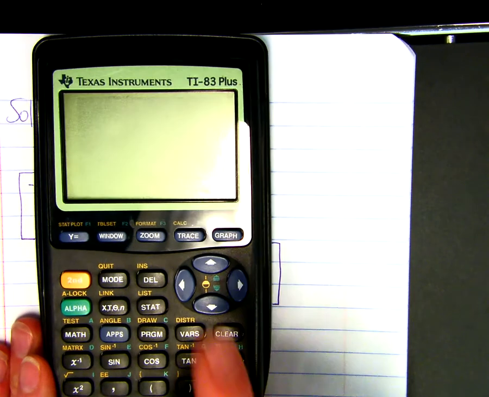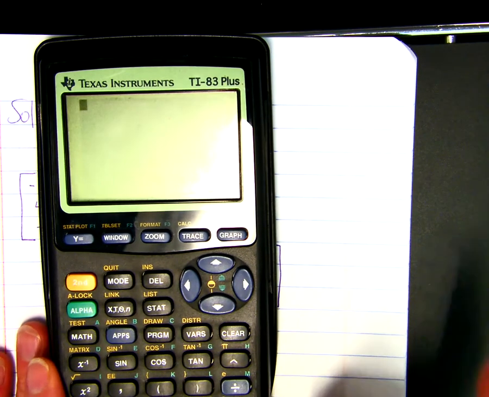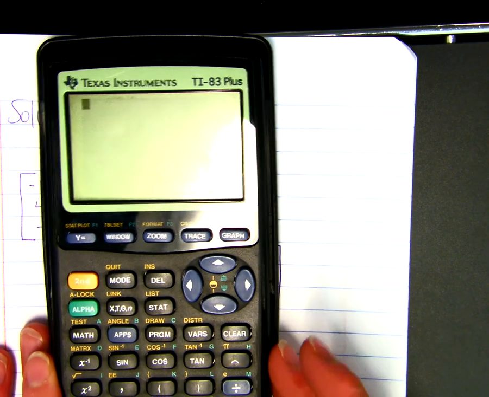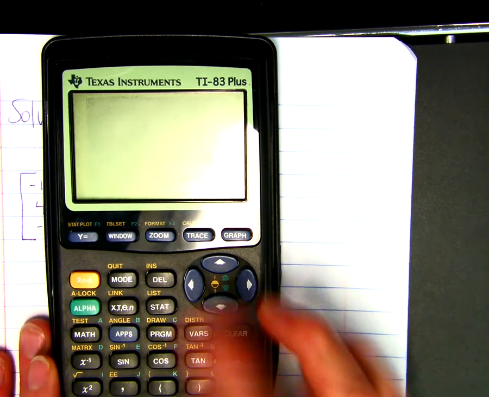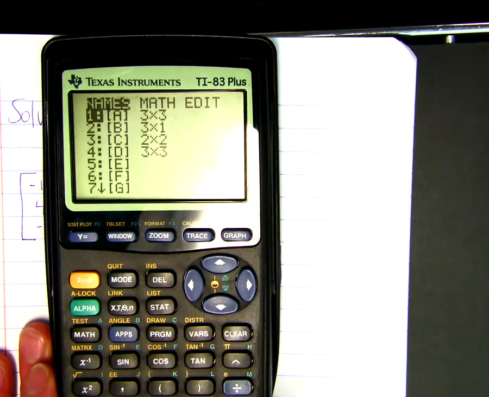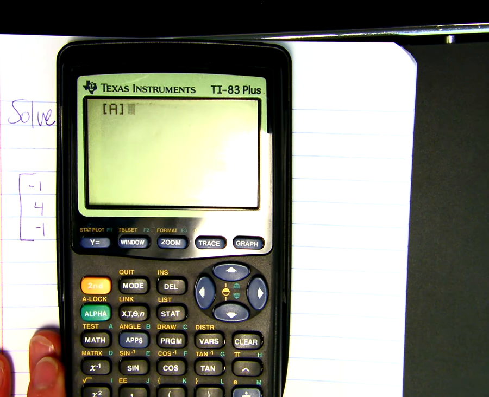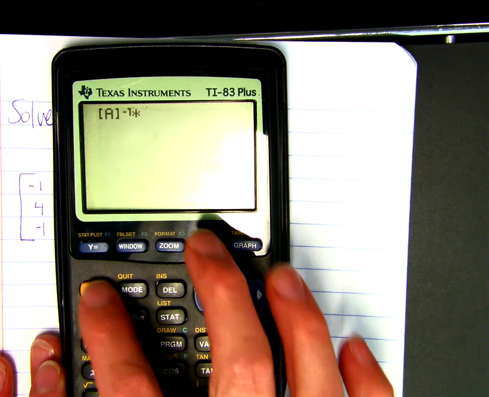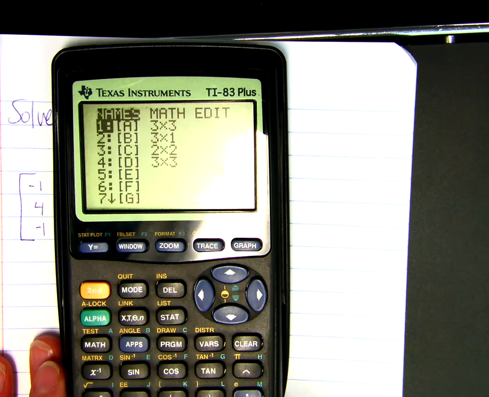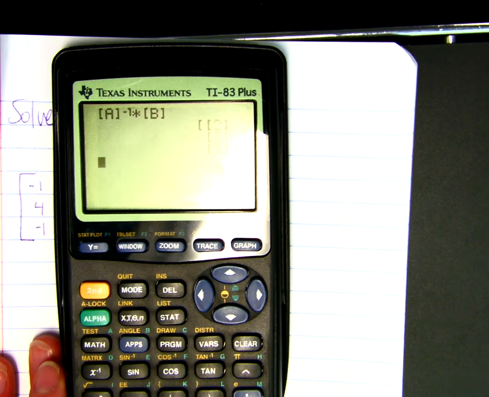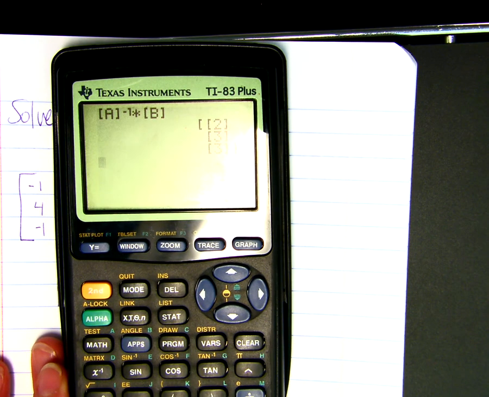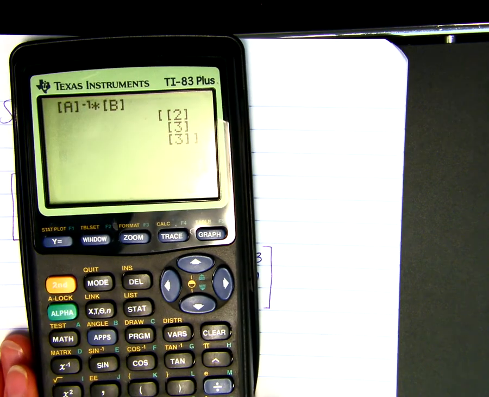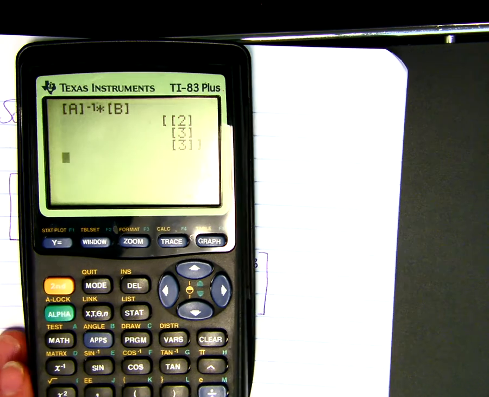Okay, so what I'm going to do is I'm going to take the inverse of matrix A. So I'm going to go into my matrix, I'm going to name A. To do the inverse, I have to push x to the minus 1. And then I times that by my matrix B, and I get 2, 3, 3. So the x would be 2, the y is 3, and the z is 3.